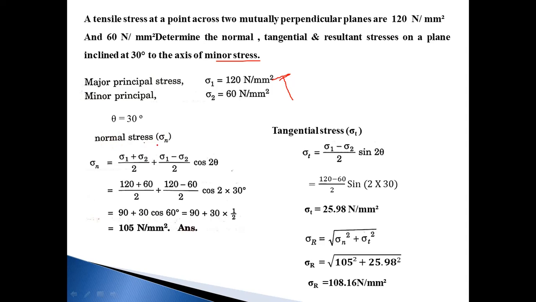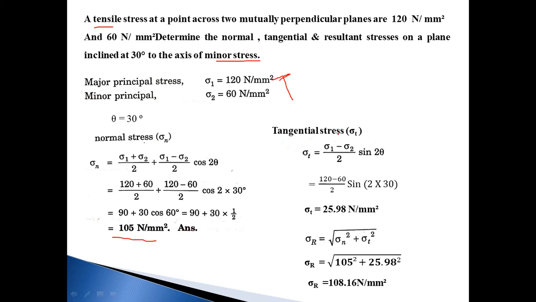Then find out the normal stress. Sigma n, the formula to find normal stress for two mutually perpendicular forces acting on a section, they are mentioning tension. Sigma n is equal to sigma 1 plus sigma 2 divided by 2 plus sigma 1 minus sigma 2 divided by 2 into cos 2 theta. Sigma 1 is 120, sigma 2 is 60, and theta becomes 30. So put all values in the equation and calculate normal stress. So normal stress becomes 105 Newton per mm square.